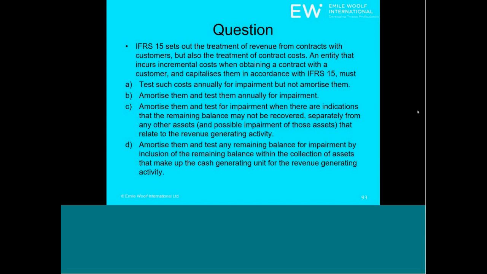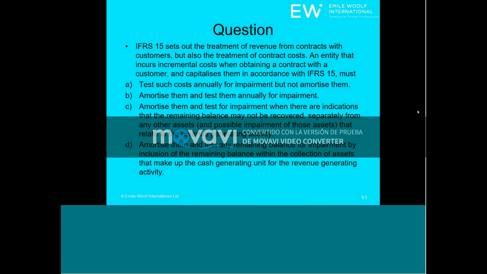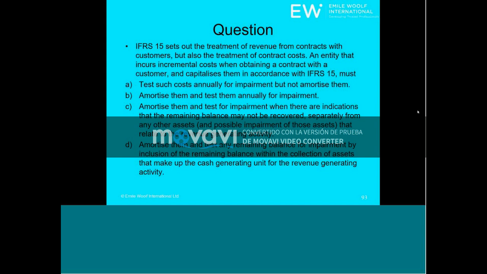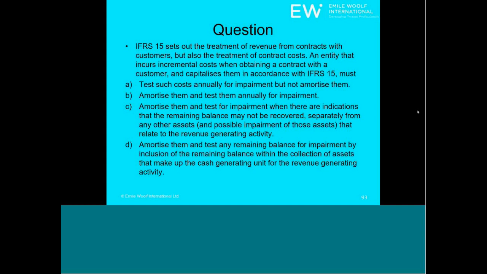The distinction that I'm making between C and D is these capitalized costs are tested for impairment separately from the other assets that are used in your activity, or are they tested for impairment as being a bit like a part of a cash generating unit, together with all of the assets that make up your activity for revenue creation. Are they tested for impairment individually, or are they tested for impairment by including them within the cash generating unit?